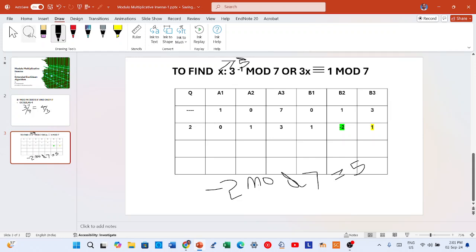So similarly, we shall see some other examples. This is some more examples wherein we will do some computations.